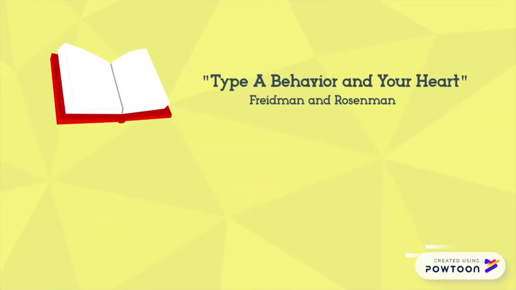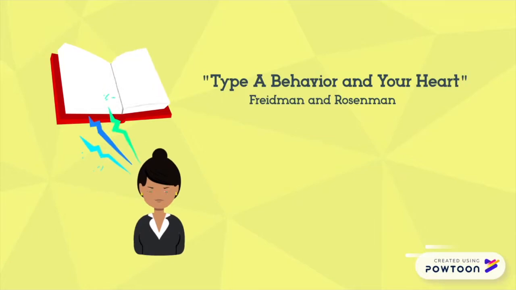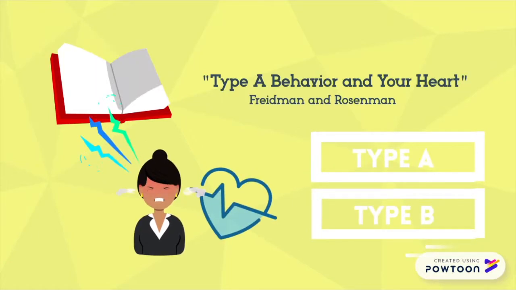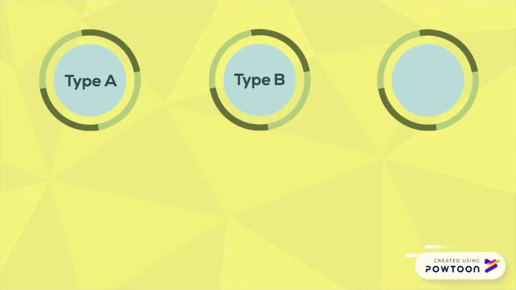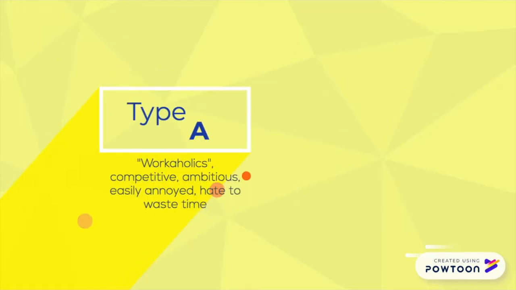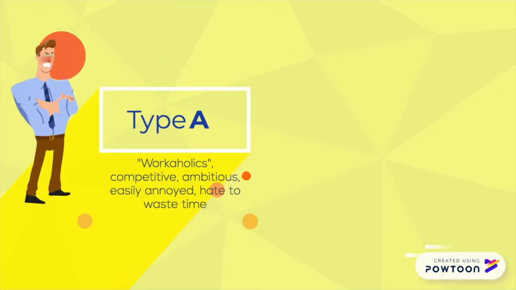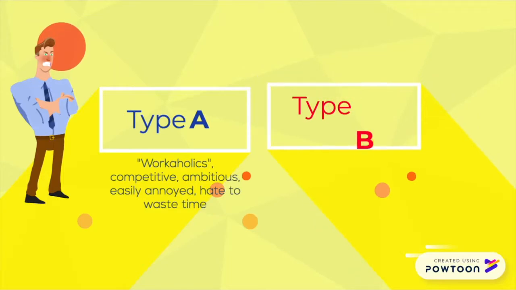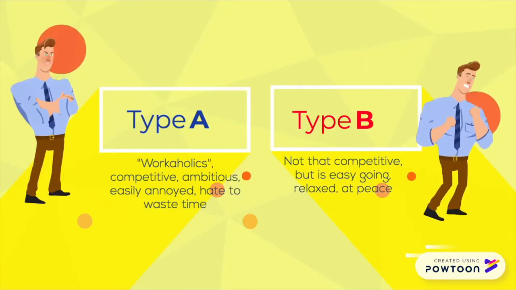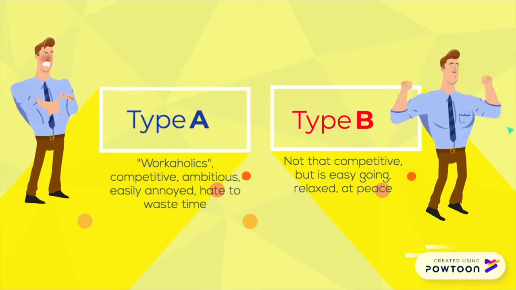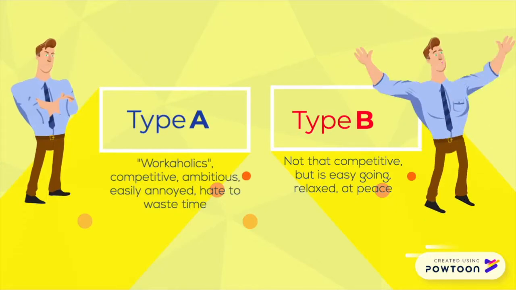Therefore, Friedman and Rosenman wrote a book called Type A Behavior and Your Heart about the influence of certain personality characteristics on coronary heart disease. Let's talk about the 4 types of personalities. Type A people are described as workaholics. They're competitive, ambitious, easily annoyed, and hate to waste time. They're the type of people that will bring work to the beach instead of relaxing like Type B people, who are not that competitive but are easygoing, relaxed, and at peace.